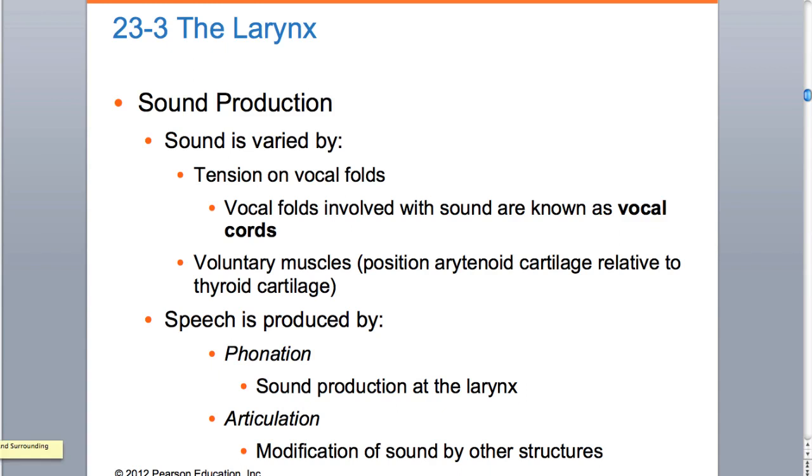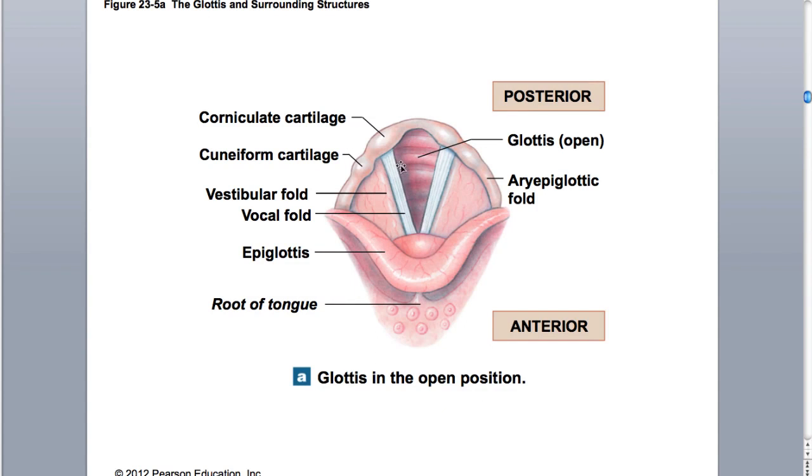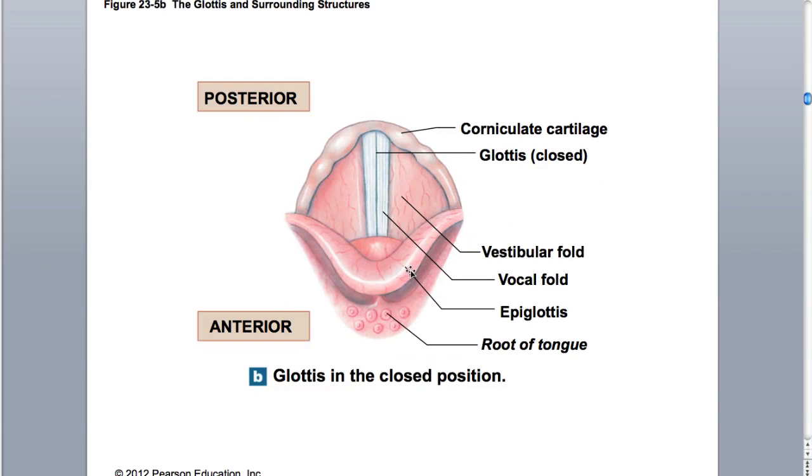Having said vocal cords, here's what the vocal cords would look like. Here's the top view. You can see that we have the glottis. It is being affected by the vocal cords right here. Remember, these are what make up the vocal cords. And here's the epiglottis. And that would be the passageway. Now, be aware of this picture. So this picture is important. Here's another view of the same thing. In this case, the glottis is now closed.